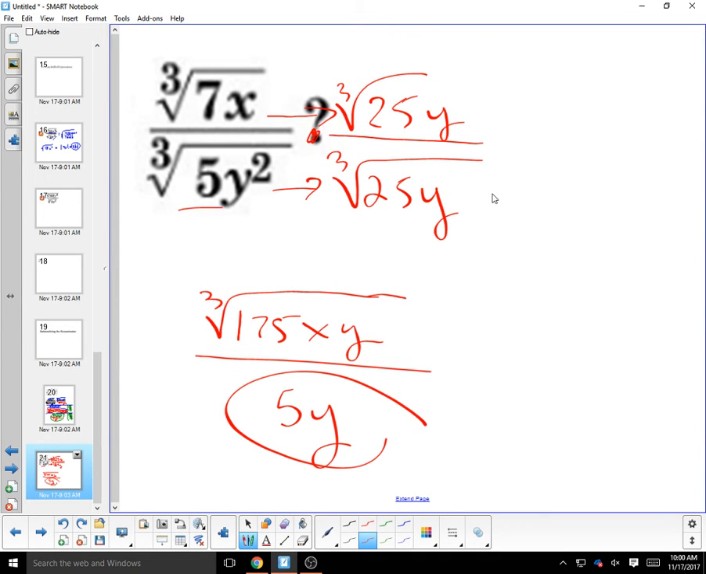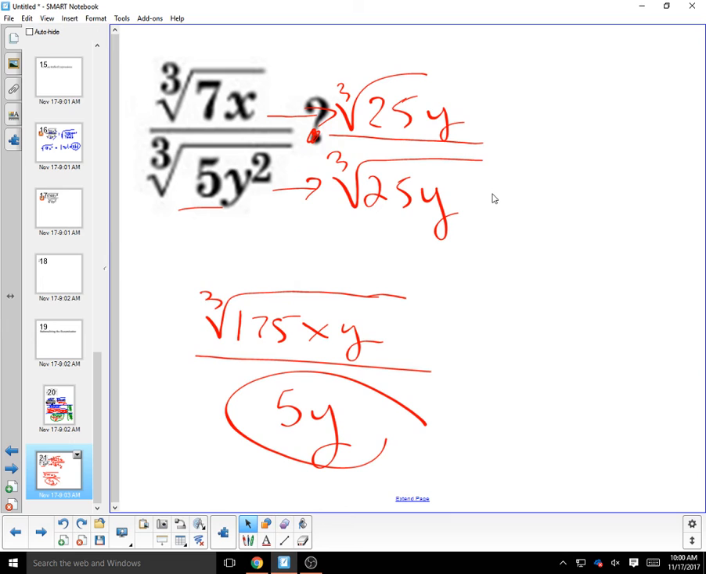I need 3 5s to be able to take the cube root of it. This was only one of them, right? 2 more 5s make 25. This was only 2 y's. I needed 1 more to get 3. That's where that came from.